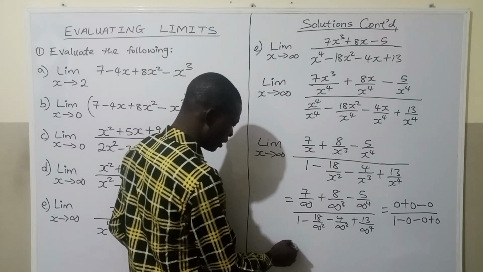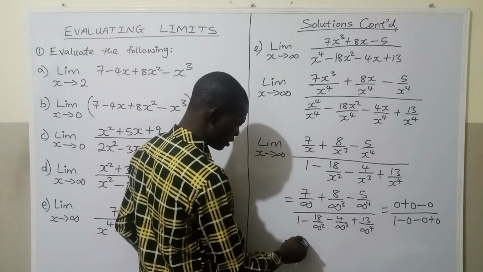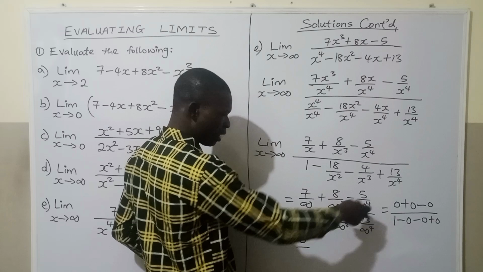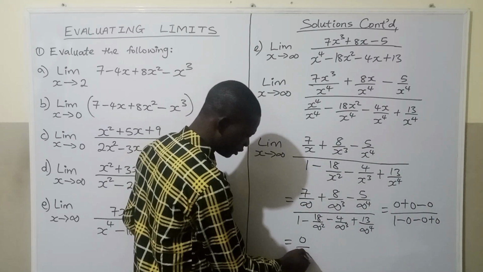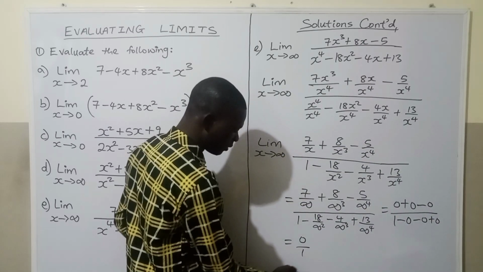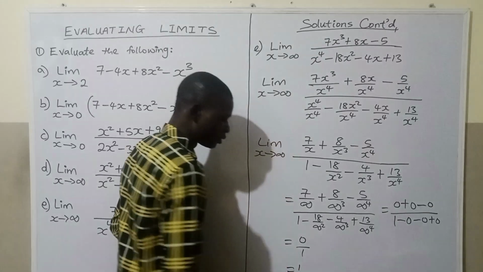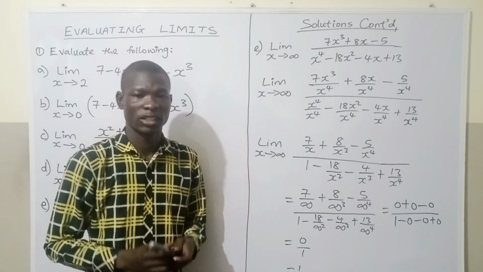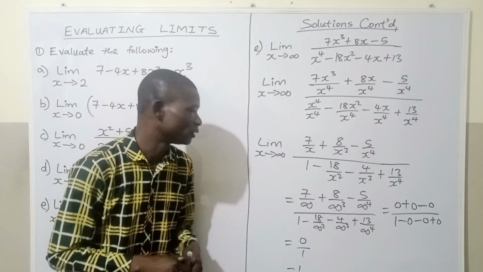So eventually what are we having? 0 plus 0 minus 0, that's still what? 0, over 1 minus 0 minus 0 plus 0, that's equal to what? 1. So what is 0 divided by 1? That is equal to 0. So the solution is equal to 0. Very simple and straightforward. Thank you.